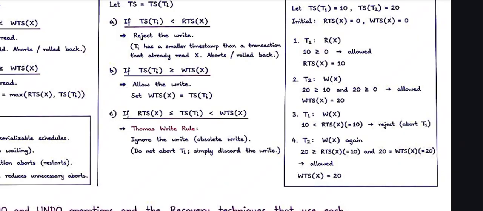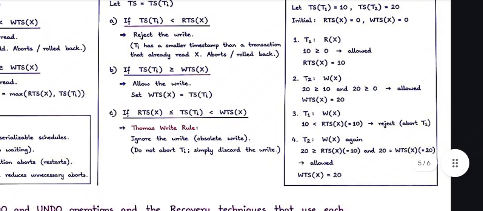Then T1 does W of X. T1 is 10, and RTS of X is 10, while WTS of X is 20. Since the timestamp 10 is less than WTS, reject or abort T1.